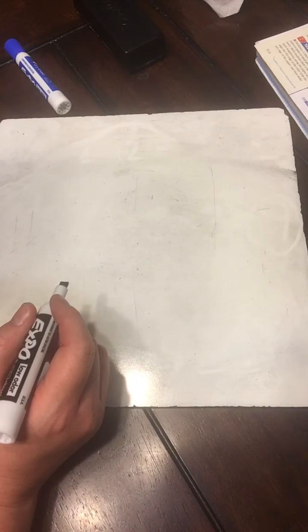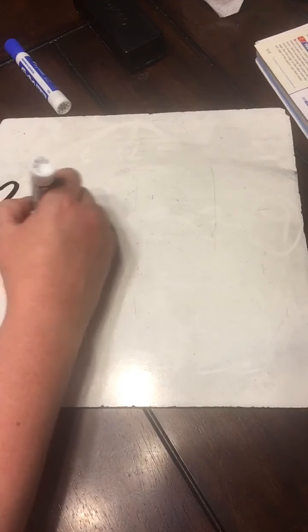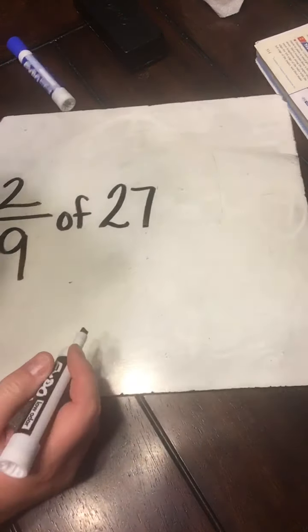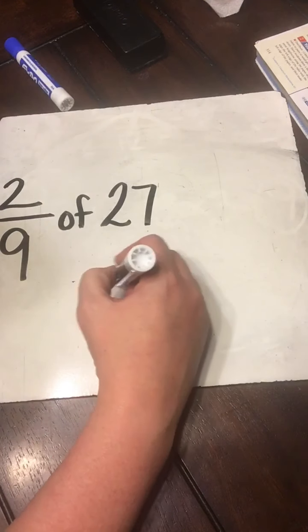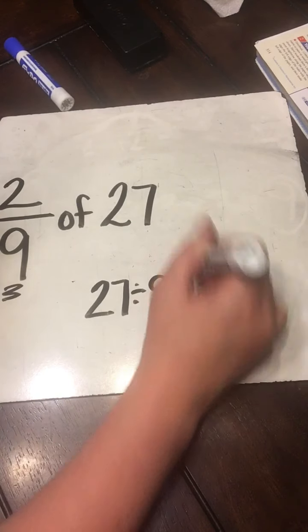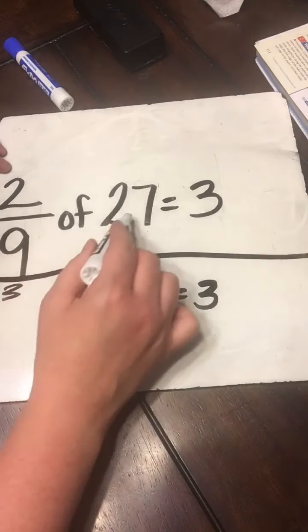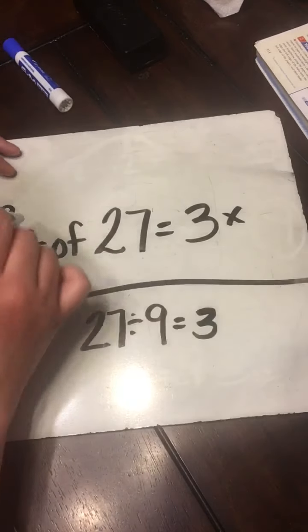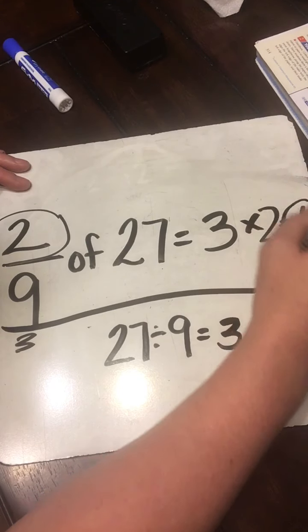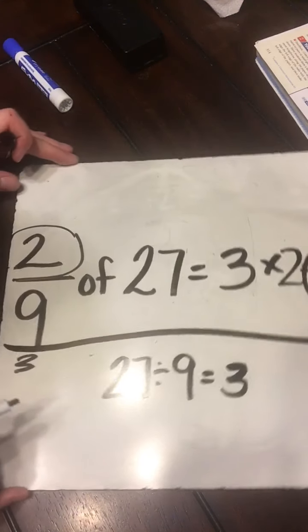Let's do 2/9 of 27. 2/9 of 27. So I take 27 and I divide it by 9 because 9 is my denominator, equals 3. So up here I write 2/9. I want to see this part written on your assignment. 2/9 of 27 equals 3 times my numerator, which is 2, times 2 equals 6. My answer is 6.